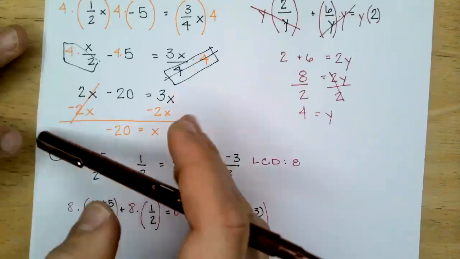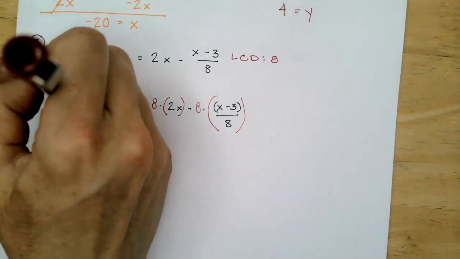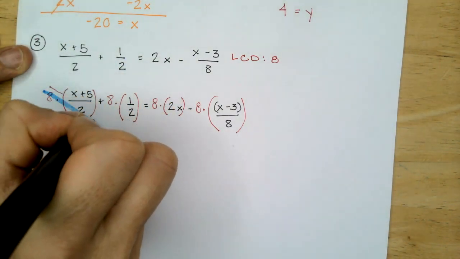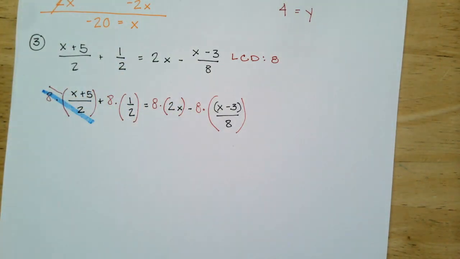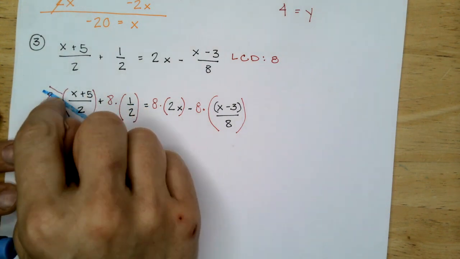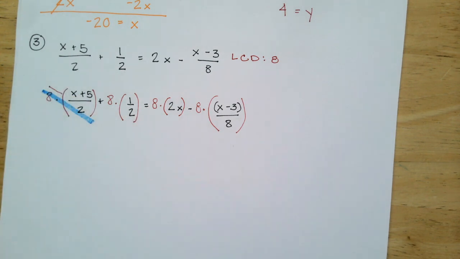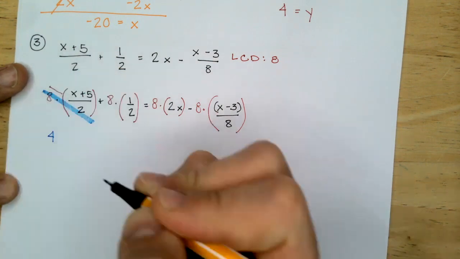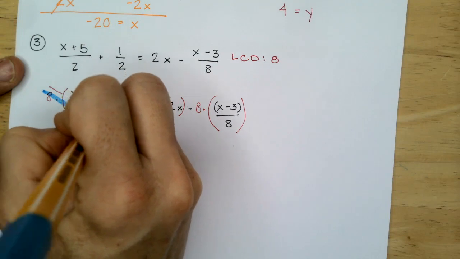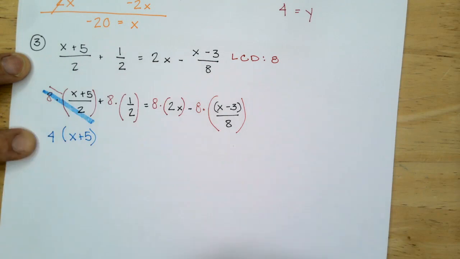So here we said 4 divided by 2 becomes 2, right? What happens when you take 8 and you divide it by 2? Because right now that x is going to have 5 added to it, and then it's going to be divided by 2, and then it's going to be multiplied by 8. But we can simplify this. 8 divided by 2 becomes 4, right? And then you still have that x plus 5. So now we're saying it's 4 times x plus 5 instead of 8 times x plus 5 divided by 2.